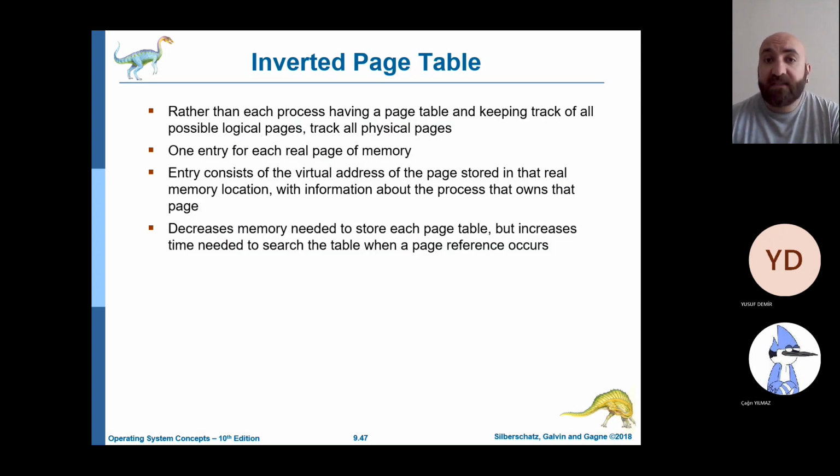Usually, each process has an associated page table. The page table has one entry for each page that the process is using. One of the drawbacks of this method is that each page table may consist of millions of entries.